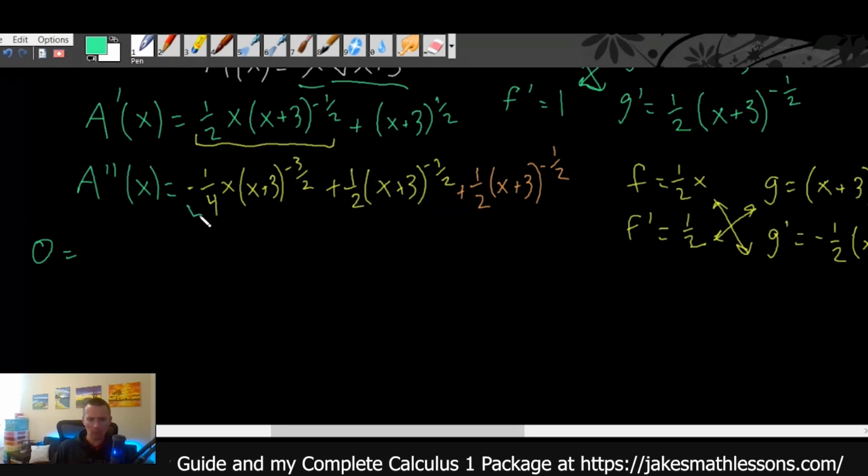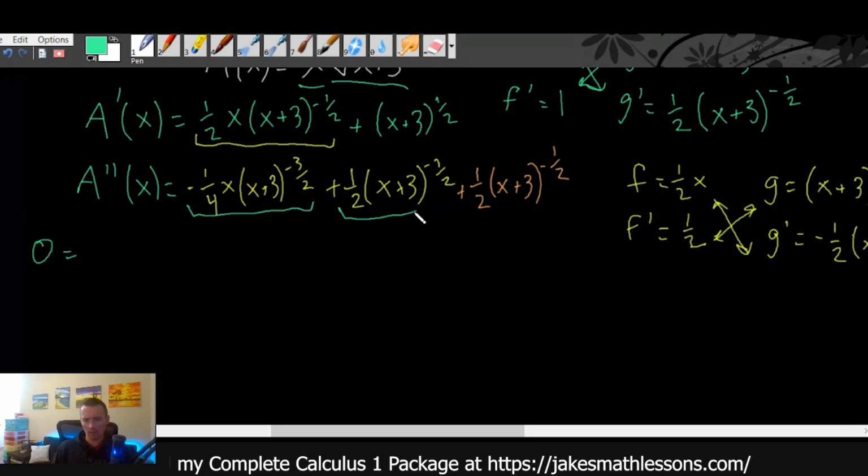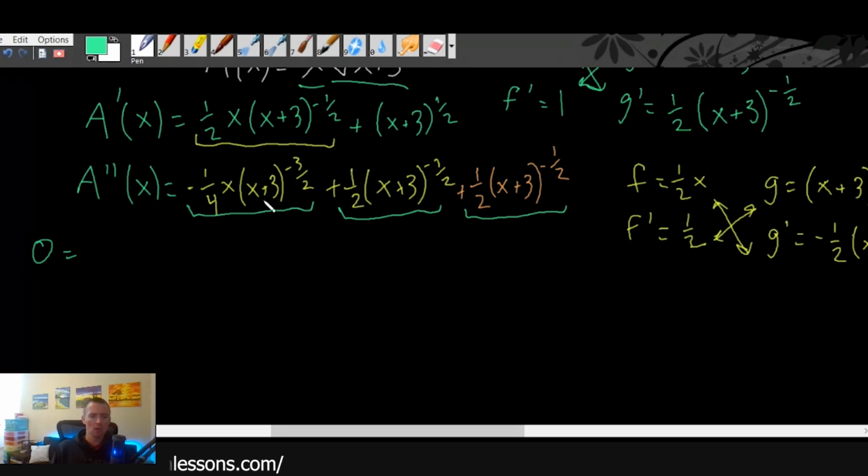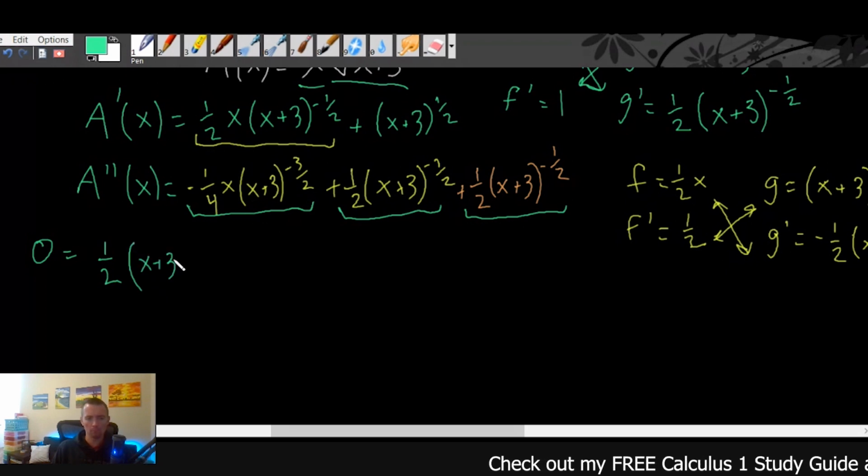So again, we have these three terms here. Again, we have a similar situation where it's easier to factor this out, because then we're going to be able to create three smaller, simpler problems out of that. So to factor this out, what we want to do is see what these three terms have in common. Well, they all have a 1/2 that we can pull out, so we'll start there. And all three of them have this x plus 3 to the negative 1/2 power. So we can also factor that out.